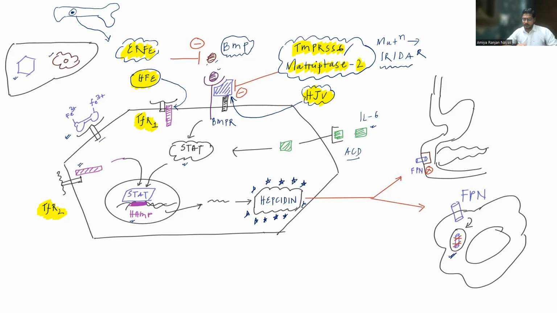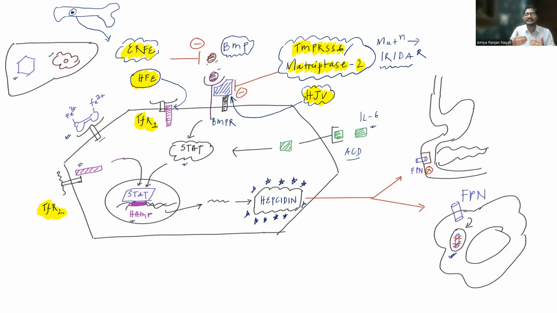Okay, so that completes all these mechanisms. I'll just revise it again. In the hepatocytes, inside the nucleus, we have the HAMP gene. The HAMP gene can produce hepcidin. The function of hepcidin is to cause endocytosis and degradation of ferroportin. And the normal function of ferroportin, as we all know, is to cause release of iron from the duodenal epithelial cells into the circulation, and also release of iron from the macrophages into the circulation. Okay, and hepcidin is blocking all this process.